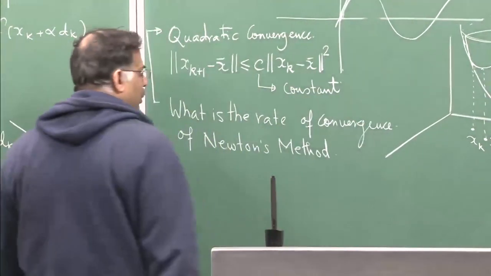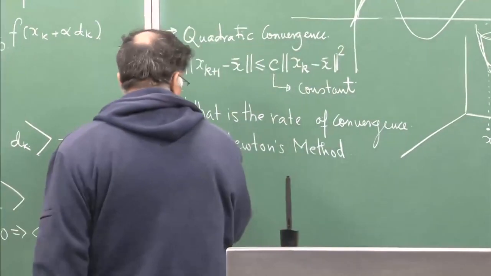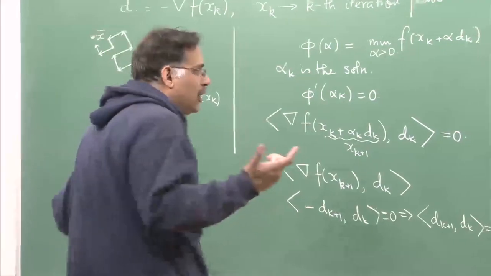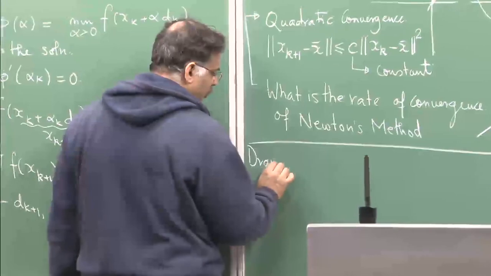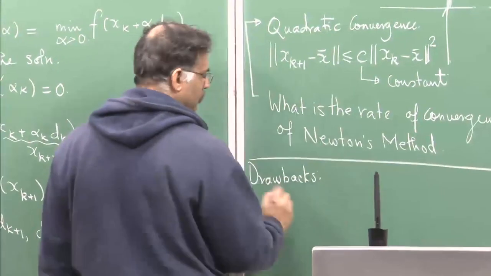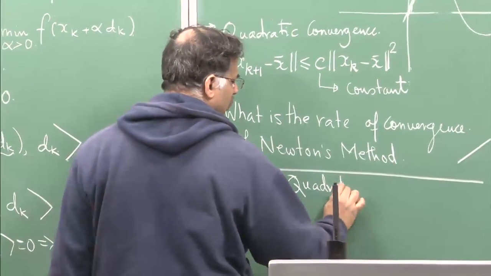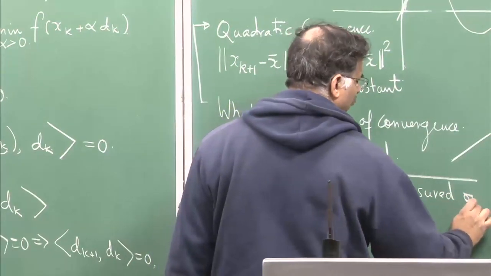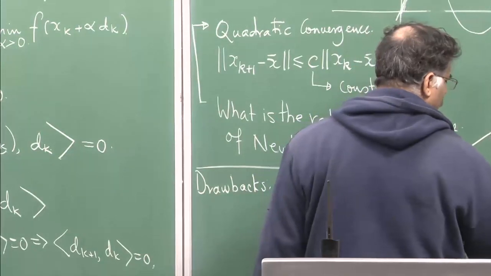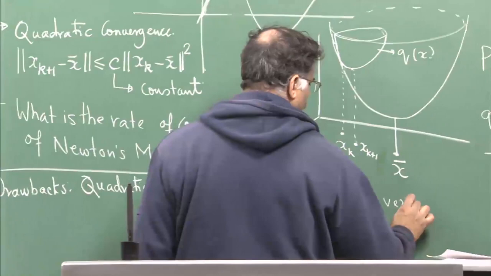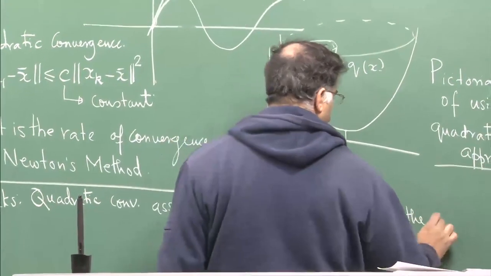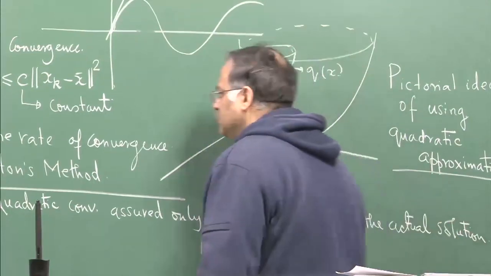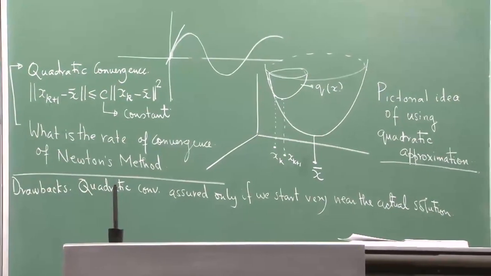The problem with the Newton method is that quadratic convergence is assured if I start very near the actual solution, but how do I know what the actual solution is? So, the drawbacks are as follows. Quadratic convergence is assured only if we start very near the solution. Very near the actual solution.